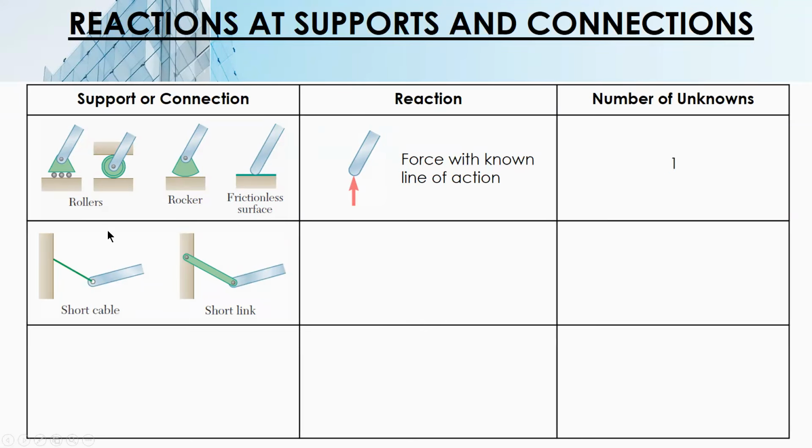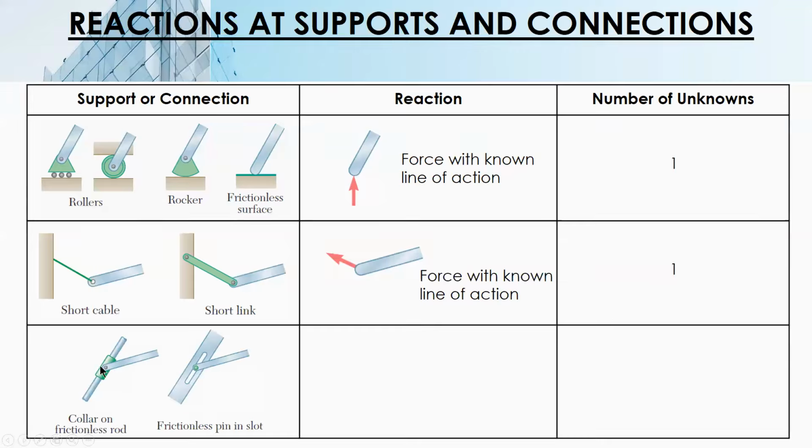Another one, short cable and short link. So, of course, the force is only one, along the cable or along the link. And it is tension, because it is not designed for compression. This one. Tension. Force with known line of action. Number of unknowns, 1 also.